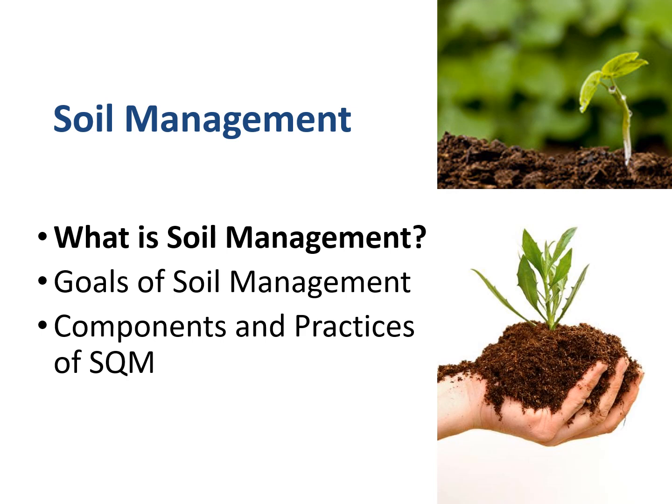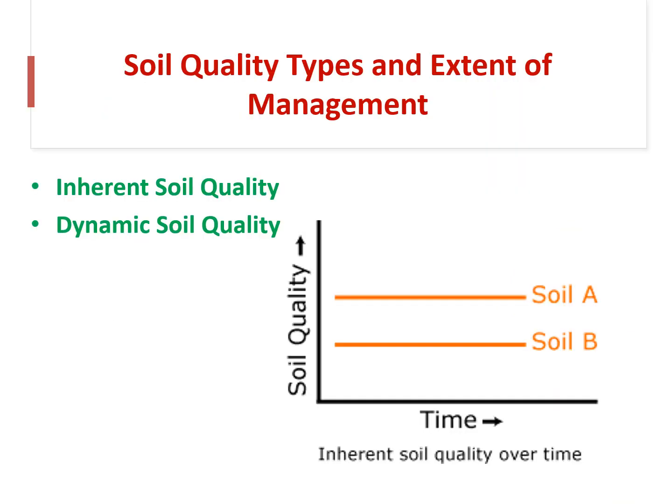First one is soil management. But before going toward soil management, we must know what soil quality actually is, what the types are, and to what extent we can manage those quality parameters. For example, we have here two soils, soil A and soil B, and both have different quality levels, and these quality levels are inherited. We say these are inherent soil quality parameters.